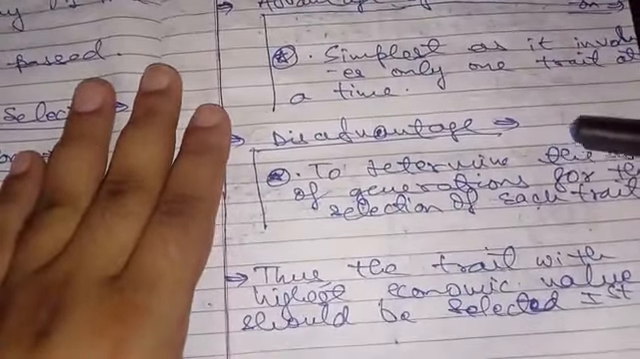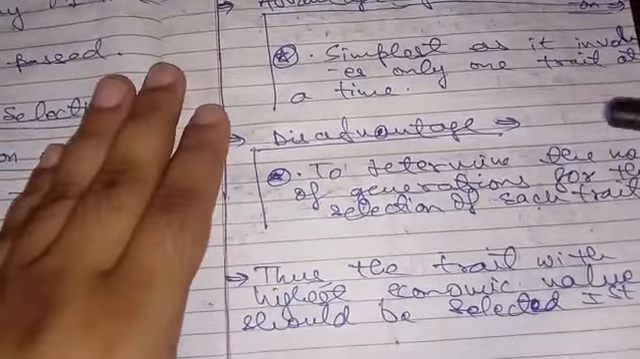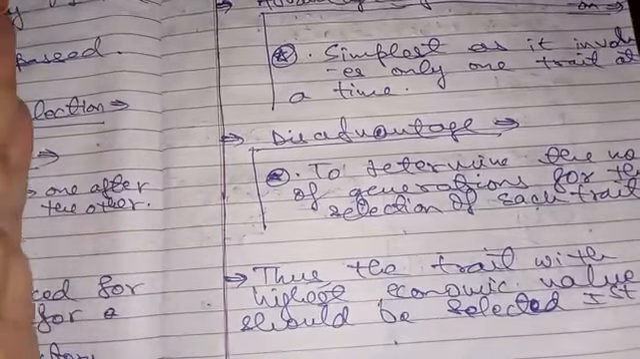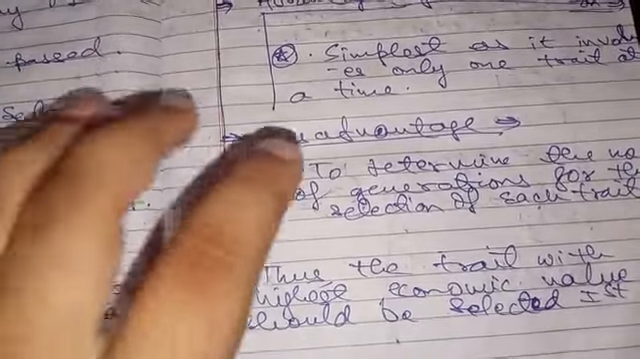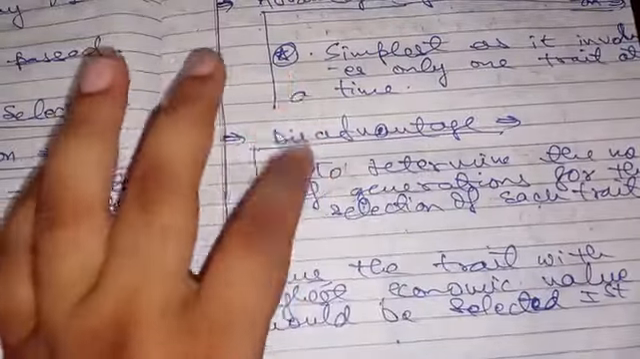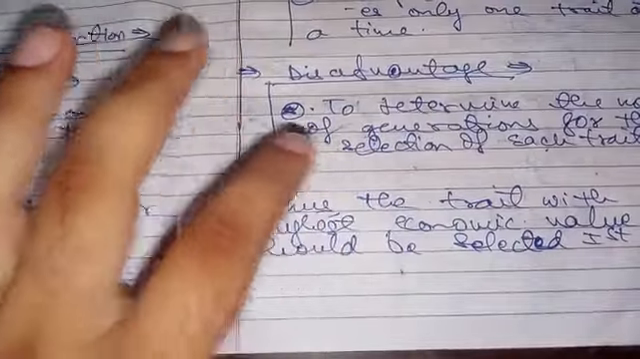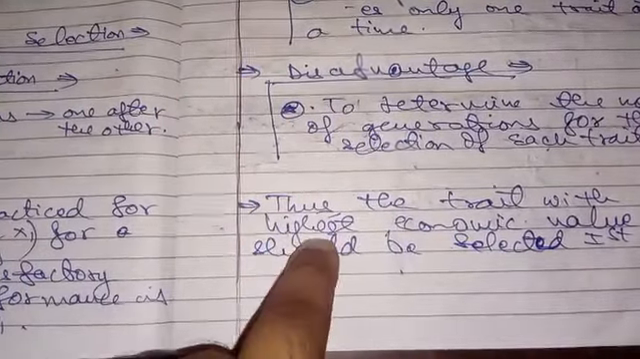Now it also has a disadvantage. The disadvantage is as follows: to determine the number of generations for the selection of each trait. See, it takes many generations to reach a satisfactory level for a single trait when we look at a single trait at a time. That is why this is a disadvantage. So because of this disadvantage, we should select those traits first which have the highest economic value.